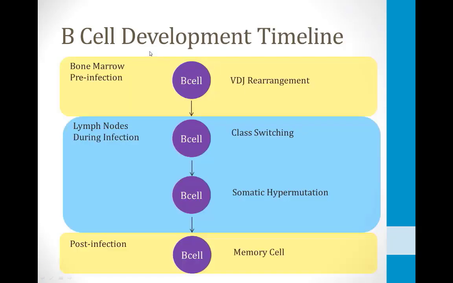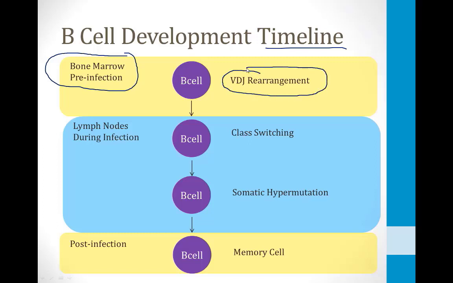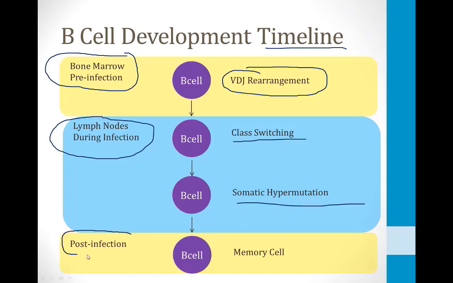So we've talked about a lot of things that B cells can do as they develop, and here I've shown you a timeline just to help you keep straight when all these processes occur. In the bone marrow, before you're ever infected or exposed to an antigen, that's when B cells develop and do the VDJ rearrangement to choose the B cell receptor that they will have on their surface. In the lymph nodes during an infection, that's when you get class switching. That's also when you get somatic hypermutation. And then after the infection has gone away, this is when you're left with just memory cells present in the body.